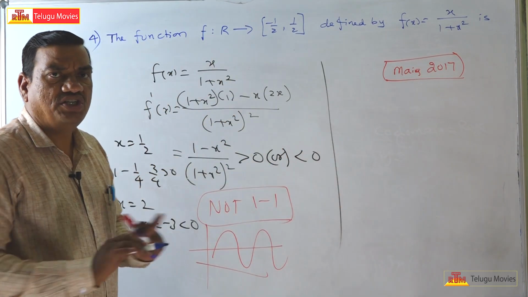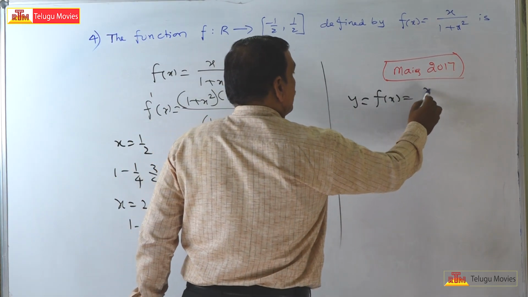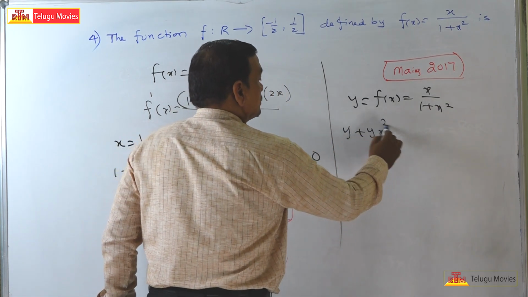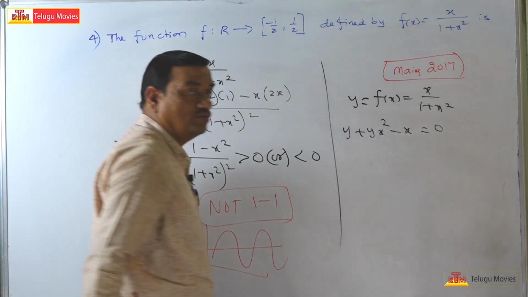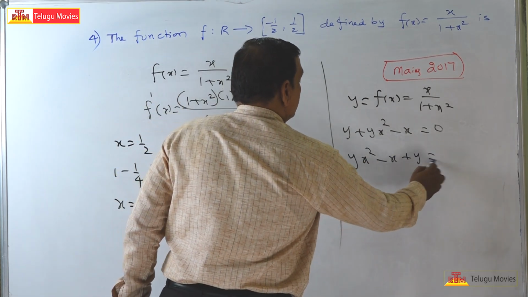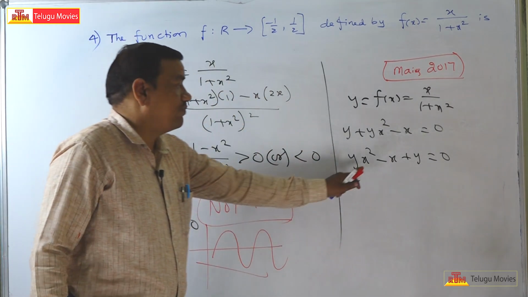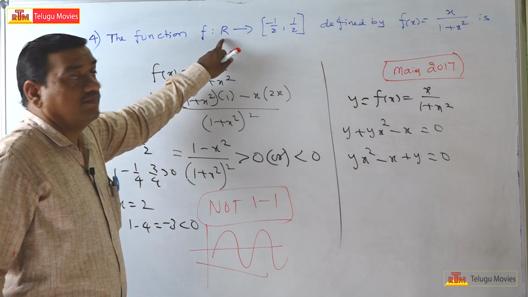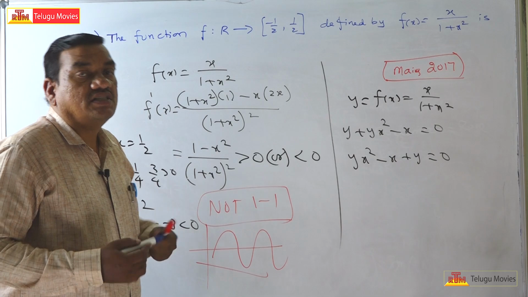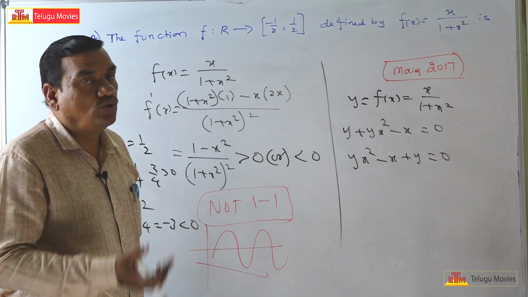The onto function procedure is almost the same for all problems. y is equal to f of x is equal to x upon 1 plus x square. This gives y plus yx square minus x is equal to 0. Therefore, yx square minus x plus y is equal to 0. So this is a quadratic equation in the variable x. What is x here? Domain. Domain means what here? Set of real numbers. Set of real numbers means it has some roots, either one root or two roots.